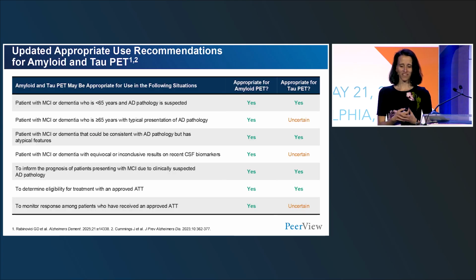Here's a list of the recently released appropriate use recommendations that were put together by the Society of Nuclear Medicine and Molecular Imaging, which highlight various scenarios where either amyloid or tau PET may be appropriate in routine clinical care.